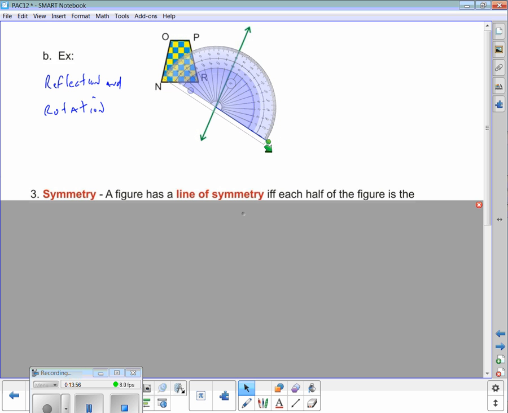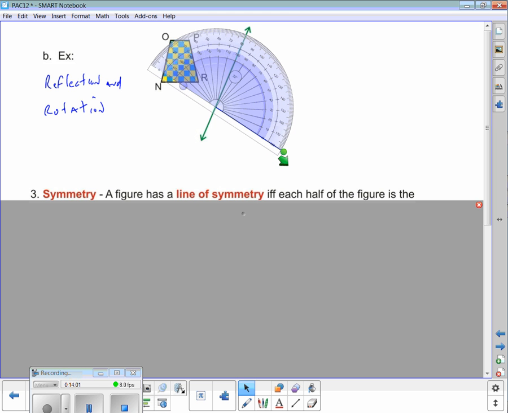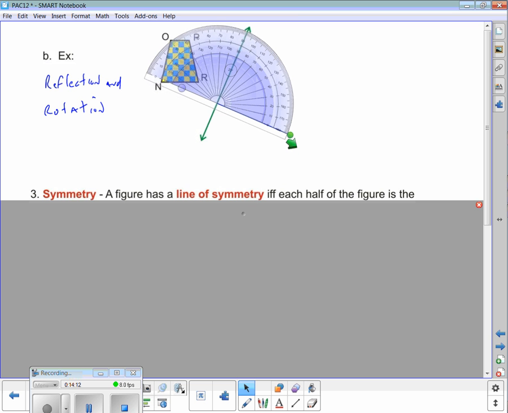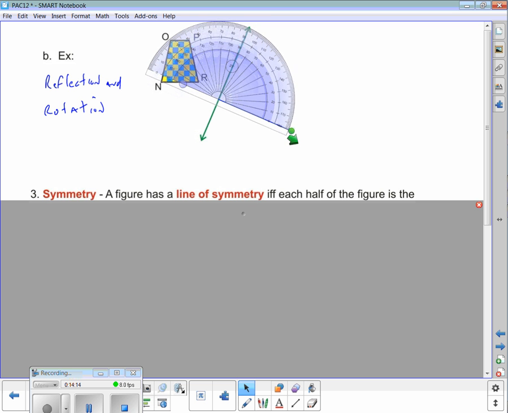What you got to do is, I can't even see it. So little. Make it bigger. I can see it better up there than I can here. You want your protractor to be at 90 degrees to your line of symmetry, and then you want to line it up, and I'm going to go with point N. Do you see that?